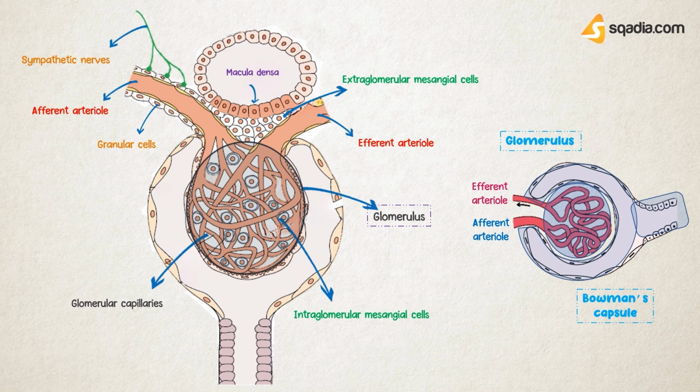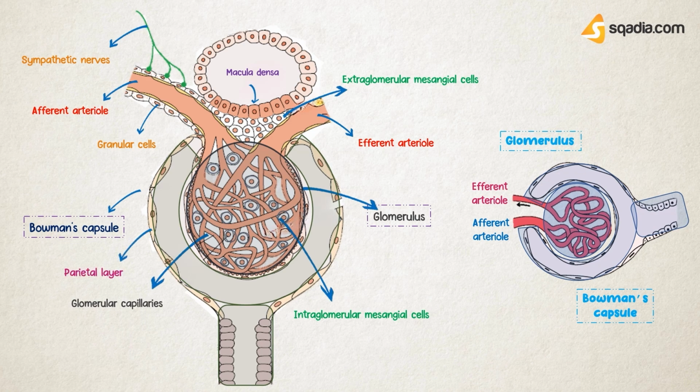As we have already discussed, the glomerulus is surrounded inside a cup-like sac called Bowman's capsule, which is also called the glomerular capsule. The Bowman's capsule is a two-wall pouch that covers the glomerulus. This is the outer layer of the capsule, called the parietal layer, and it consists of a single layer of squamous epithelium. This is the inner layer of the capsule, which lies just above the glomerulus, and it is called the visceral layer. Beneath this visceral layer lie the glomerular capillaries.